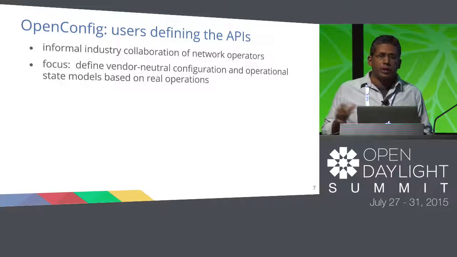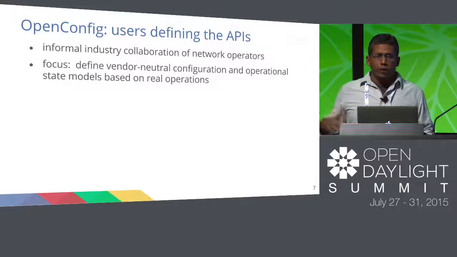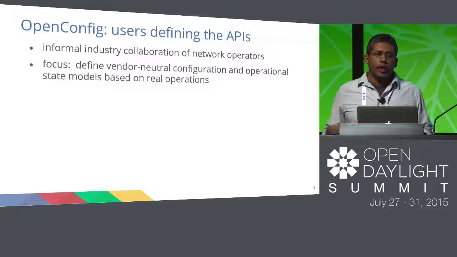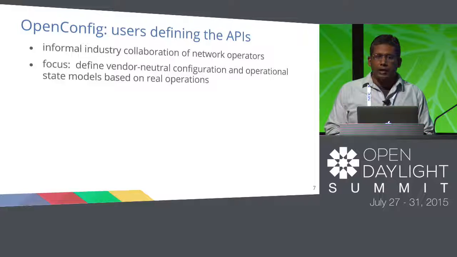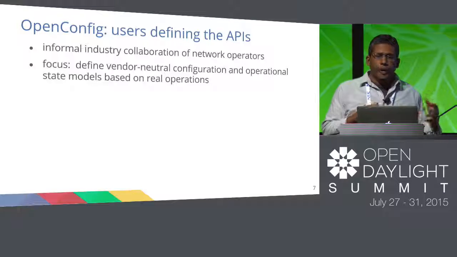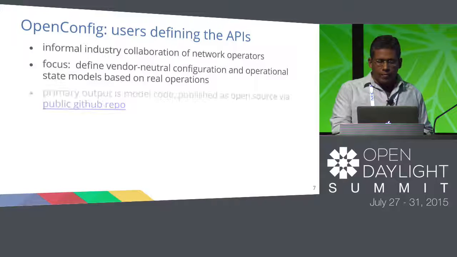So operational state you can think of as the monitoring side, based on real operations. So what we do is use our actual operational workflows and models and configurations to drive the development of the model. So we don't look at, for example, what standards have been published, what box A or box B supports. We look at our own configurations, what do we run in our network on a day-to-day basis, and make sure that the model reflects that first. So we don't try to be feature complete. We try to reflect the actual use cases that we have.